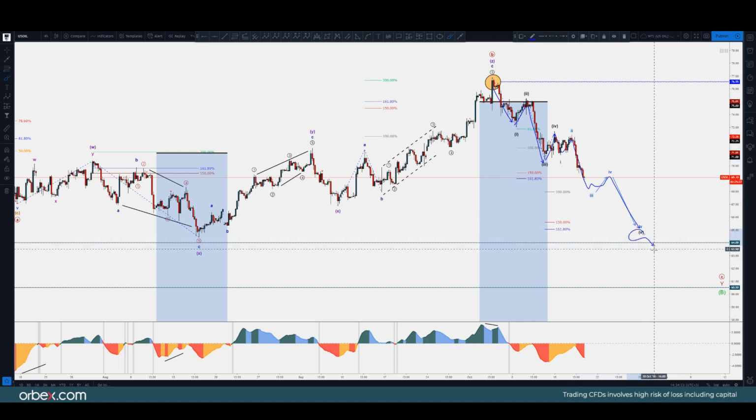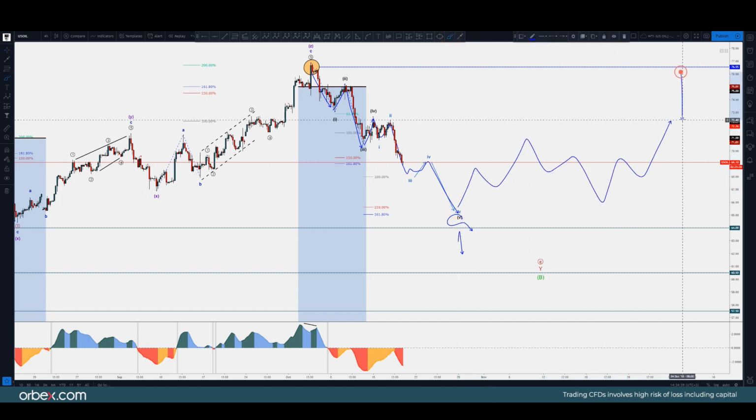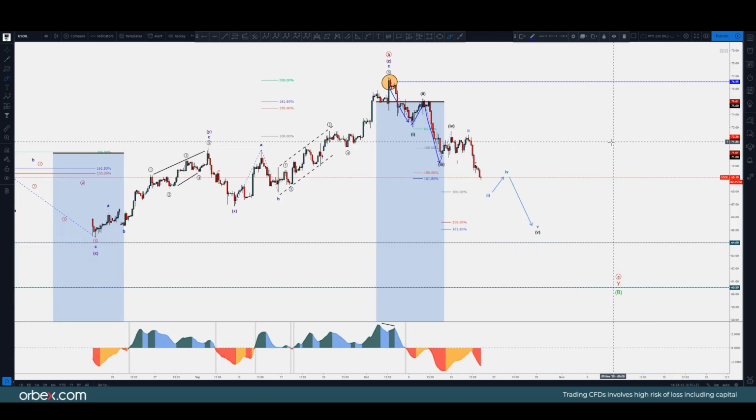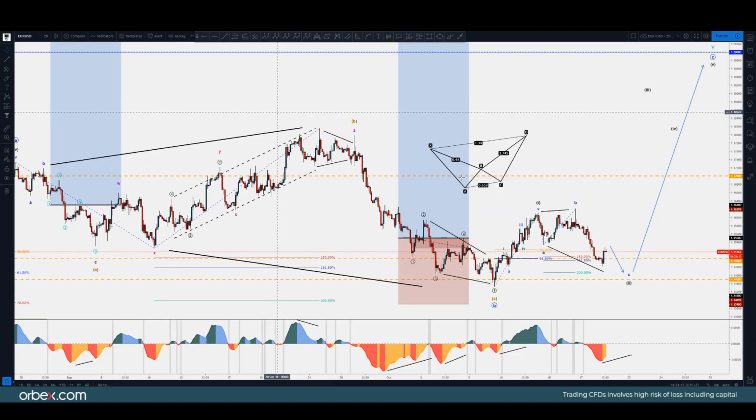So would this be an A? Would this be a 1? We will never know, right? According to how this, I mean, we will know, according to how this would unfold. In a simple correction, this will be a 2. In a complex correction, like this, then this would be a V, right? So we'll see how this will actually unfold. Yeah. Now moving on, euro dollar.